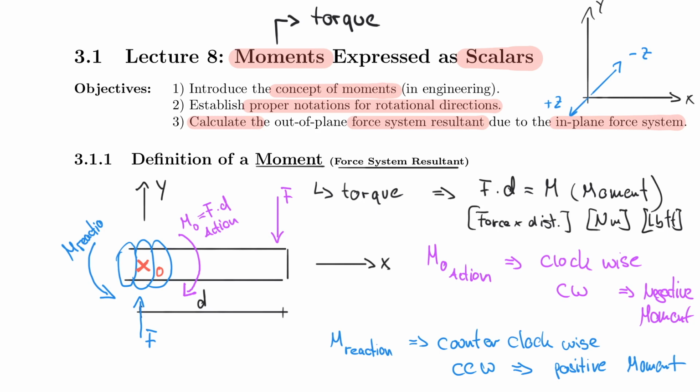So that is one important aspect and why we get away with a scalar, although it's always a directed entity, right? So the moment always has a direction to it. But we will get away with it by identifying it as clockwise or counterclockwise. And that is an important aspect, the first aspect we need to understand.